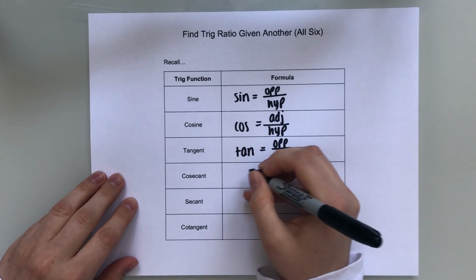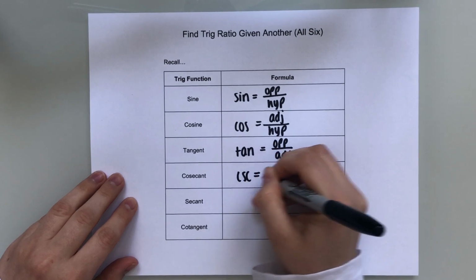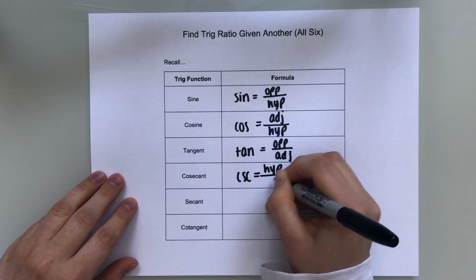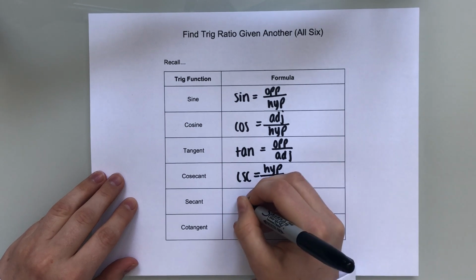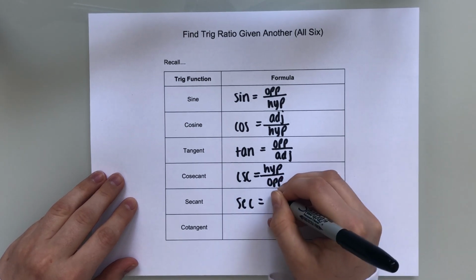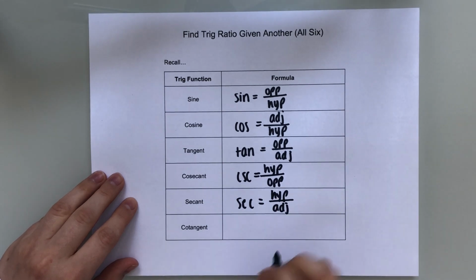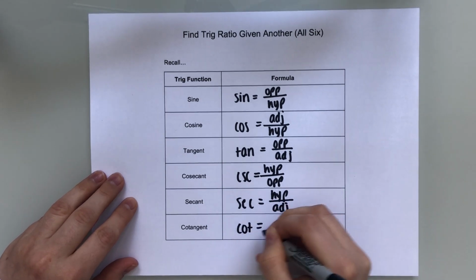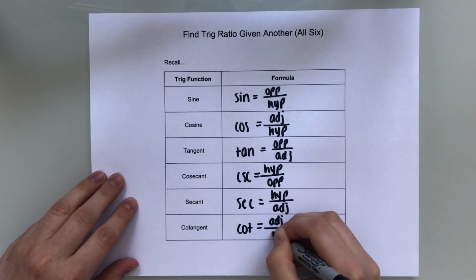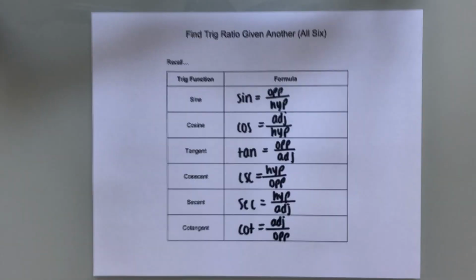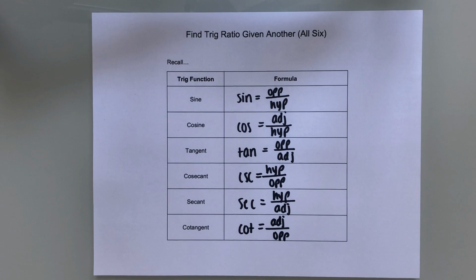The cosecant function, cosecant equals hypotenuse over opposite. Secant equals hypotenuse over adjacent. And last we have cotangent equals adjacent over opposite. So these are the 6 trig functions that we've already learned about. What we're going to be doing this week is taking these ratios and we're going to have to solve for a different ratio. So you kind of have to work around using the information you're given.